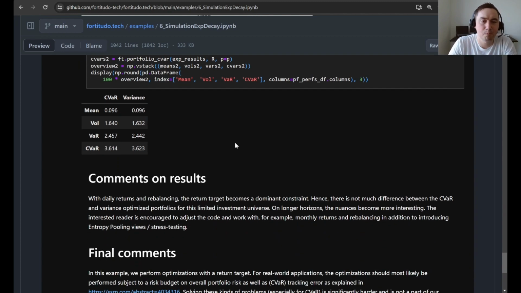Some final comments are that I think you should try to explore this example further. Try to do something with a longer horizon, with less frequent rebalancing, because my experience is that these things become more interesting to work with. The differences between variance and CVaR will become more pronounced when you work on a longer horizon. Because if you are doing something with very frequent rebalancing and in a restrictive investment universe, then by construction the differences in the allocation are not going to be very large.